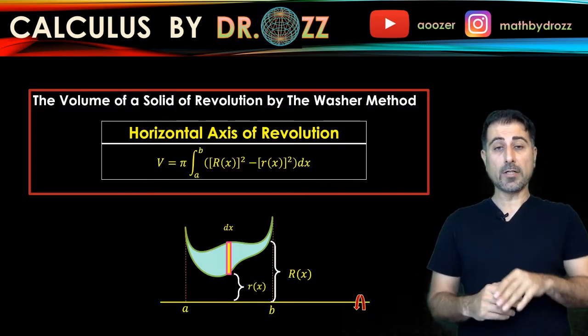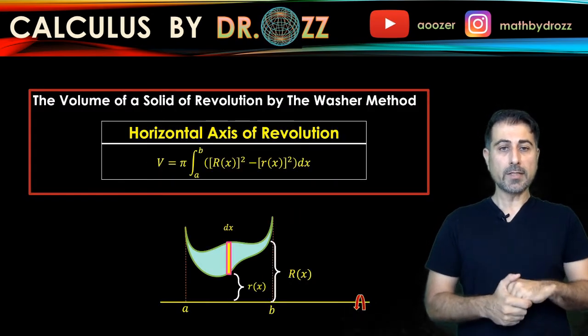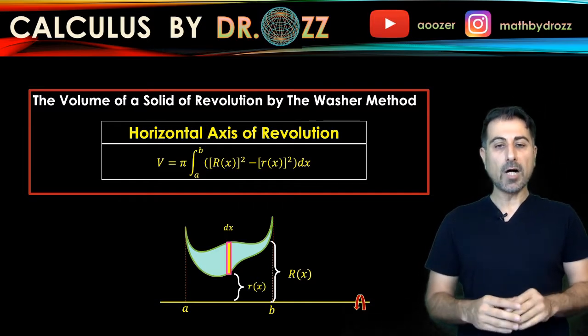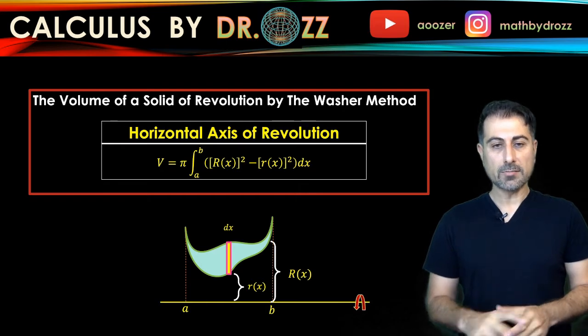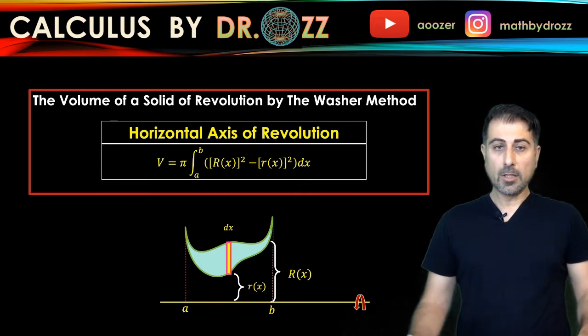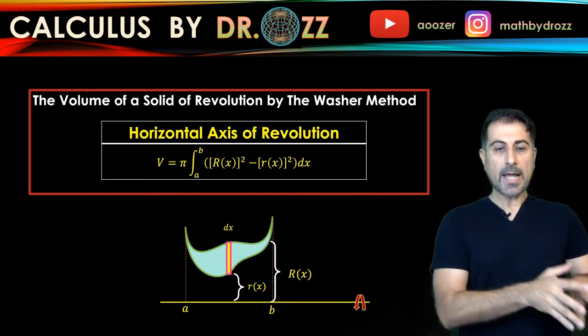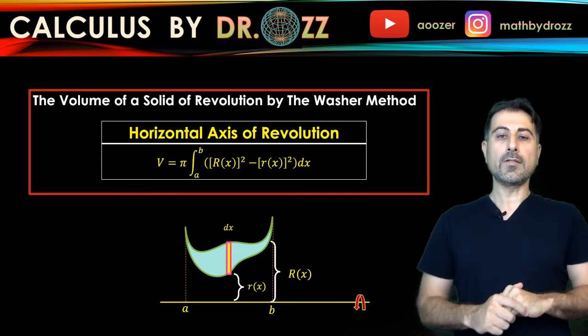So pi times capital R squared minus little r squared, integrated from a to b dx. That's the volume obtained by revolving this region around. Okay, so this was a long intro already, so I want to just stop right here, and why don't we go ahead and start solving this problem.